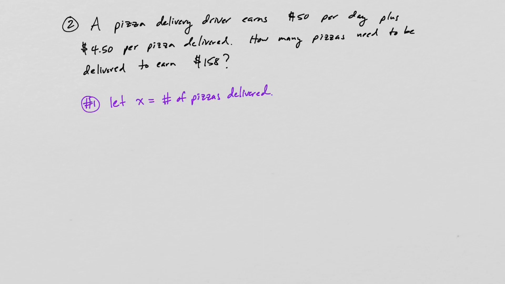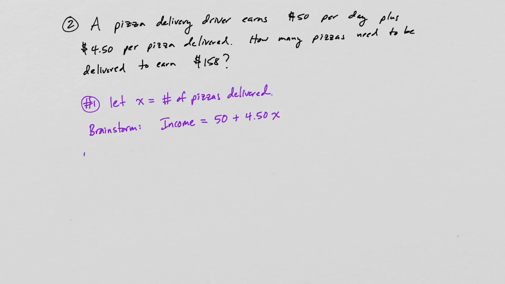Now we need to think, how does this person earn their income? So I'm going to brainstorm an idea here. We know that they make $50 per day plus $4.50 per pizza delivered. So their income for the day is going to be $50 plus $4.50 multiplied by the number of pizzas delivered, which we said was X.